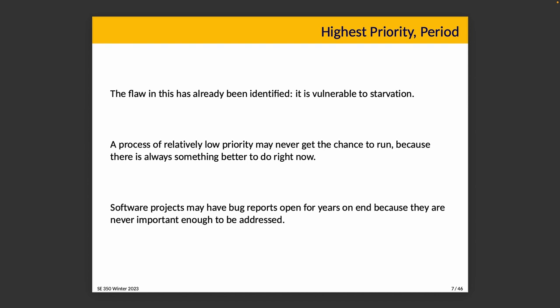A process that is of relatively low priority might never get a chance to run, because there's always something better to do right now. But people manage projects like this, right? If you used some sort of prioritization methodology for dealing with bugs, it may be the case that certain bugs have been open for years and years and years on end because they're never important enough to be addressed.